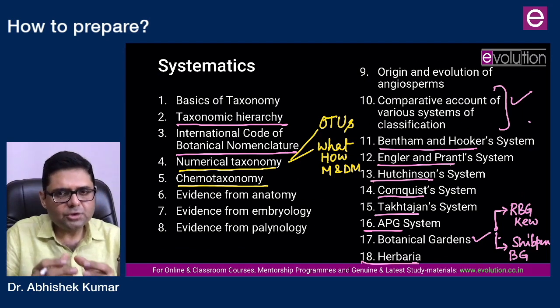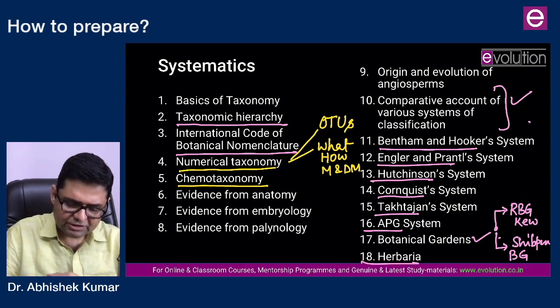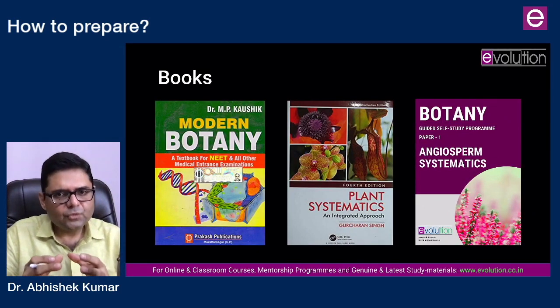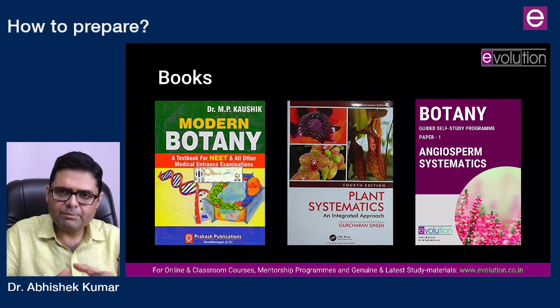Finally, what should you read for taxonomy? So here are my recommendations. I have kept it simple. If you have done your basics from MP Kaushik or Wiley's NEET Botany, then the only book that you need is Plant Systematics by Gurucharan Singh. A single book that covers every single topic, including every single dimension that I have discussed in this video.